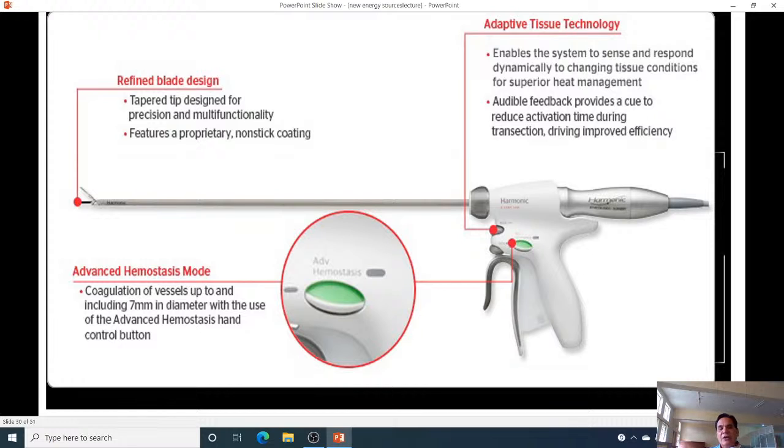It is the same as what you have seen in the vessel sealing system. The system adapts, deciding how much activation time is required. It decides first and then gives current according to that. So there is no extra current, and risk is minimized with the help of Ultracision.